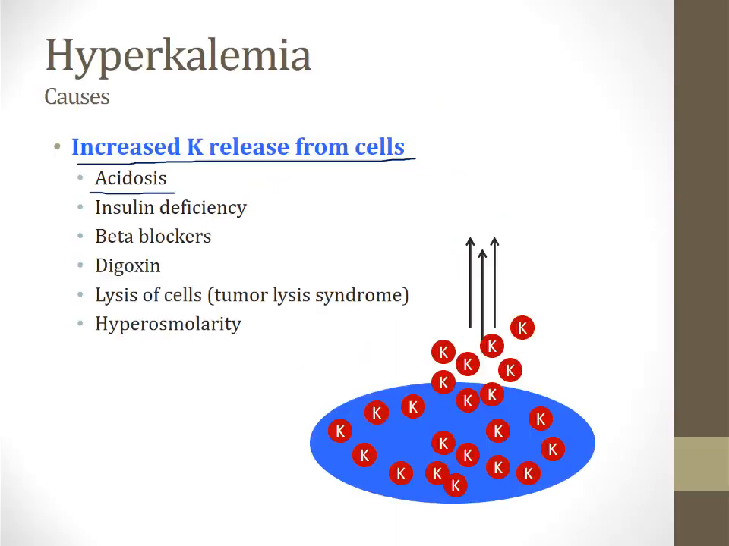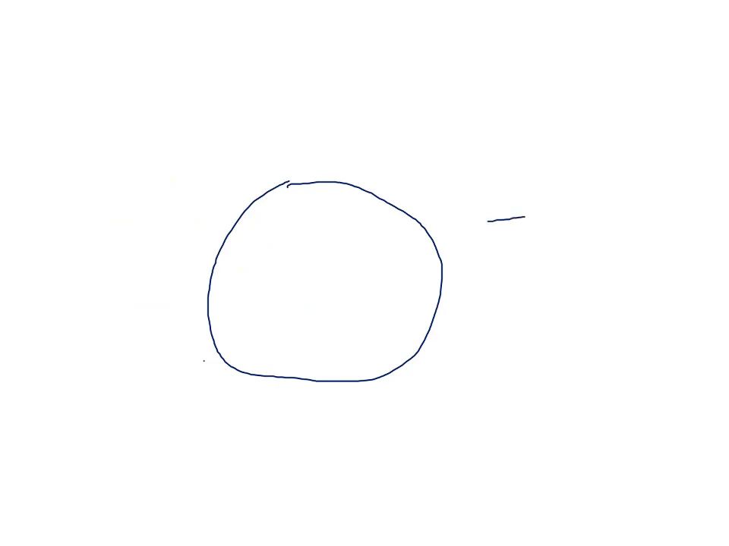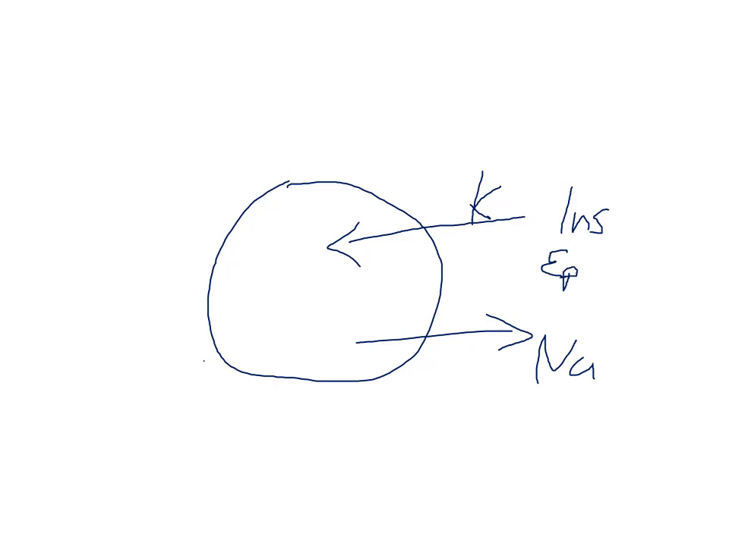The next three causes, insulin deficiency, beta blockers, and digoxin, all relate to the sodium-potassium ATPase pump found in our cells. Cells in our body have a sodium-potassium ATPase pump that can bring potassium into the cells in exchange for sodium. This pump is activated by insulin, and it's also activated by epinephrine. This means that if you are insulin deficient, or if you are on a beta blocker that blocks the effects of epinephrine, you will see the potassium level rise because this pump will become less active. In addition, this pump is blocked by the drug digoxin, so for the same reason, hyperkalemia can occur in patients taking digoxin.